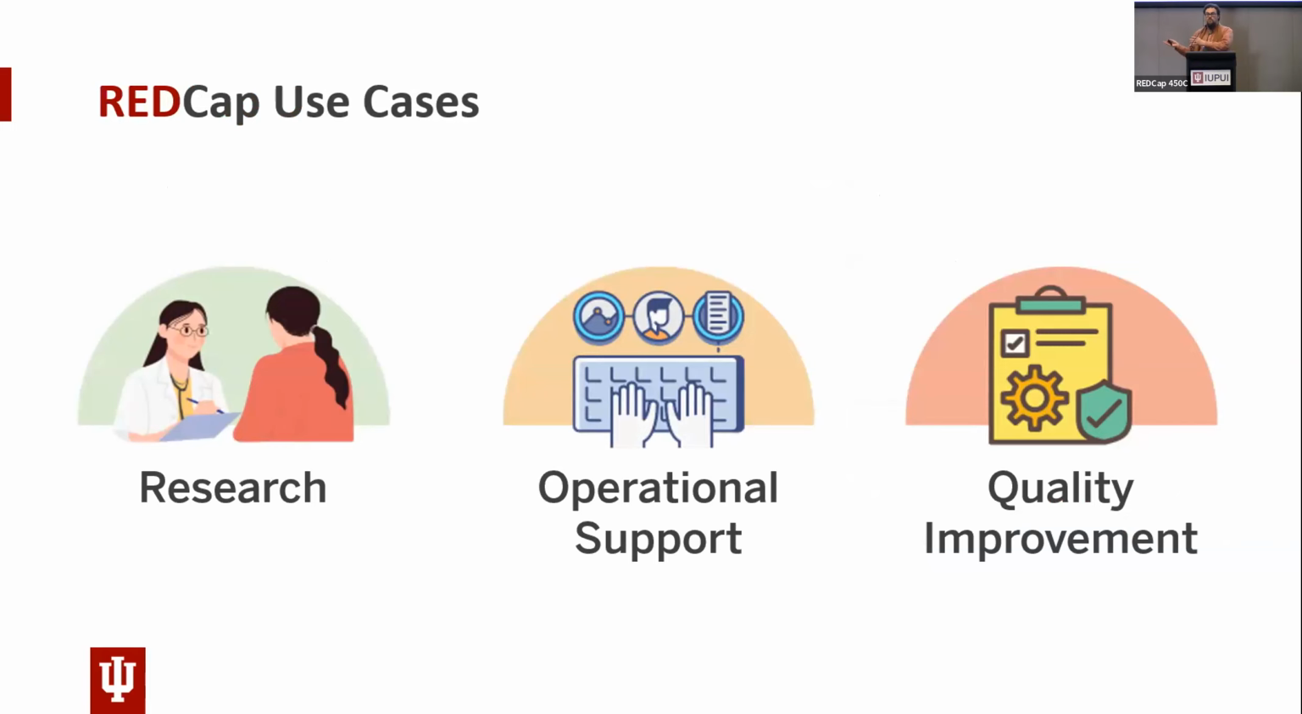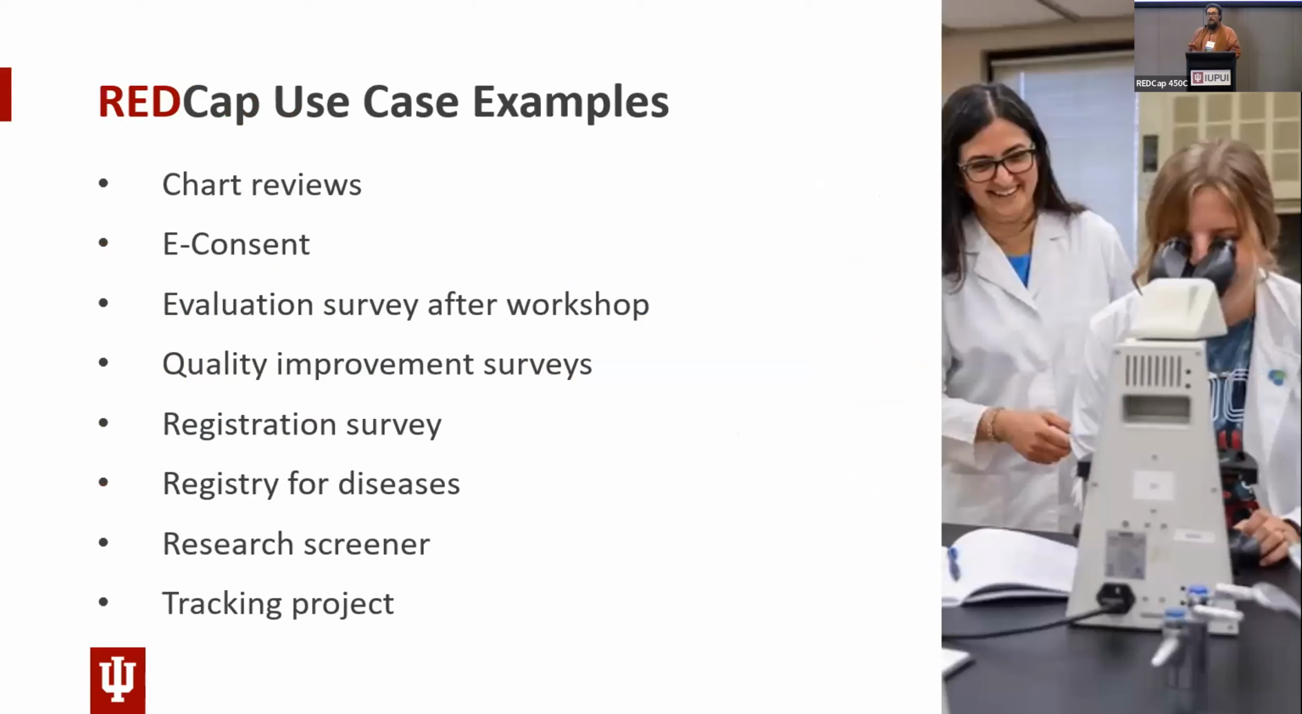So these are the sort of three broad REDCap use cases. So research is what it was originally created for. It's the most common use still, but also it can be used for a wide variety of quality improvement and operational support projects. And this is just a list of a sort of more specific detailing of some of those different types of use cases, things that you could use REDCap for.